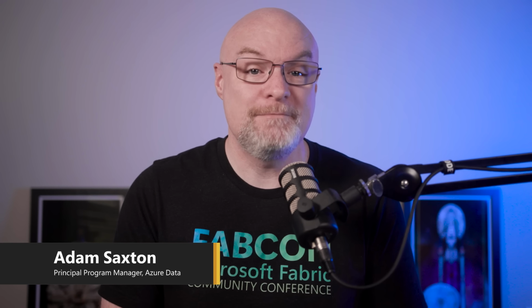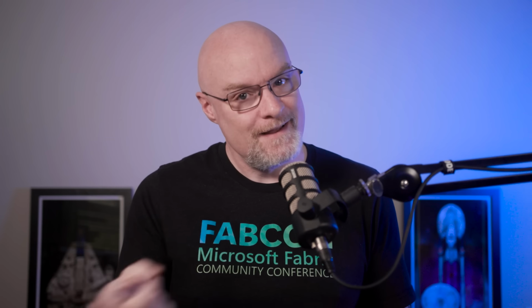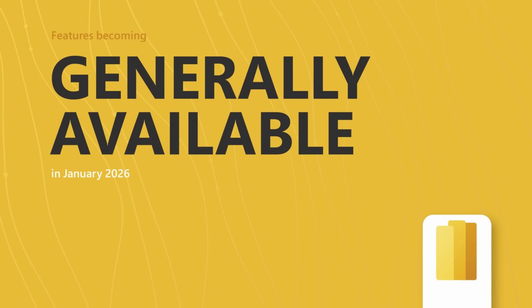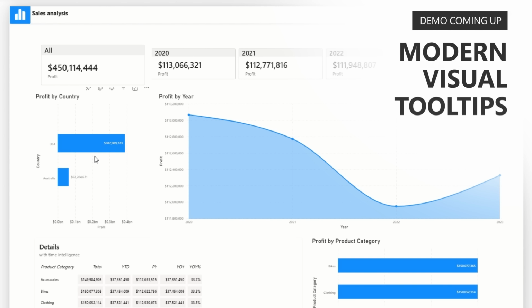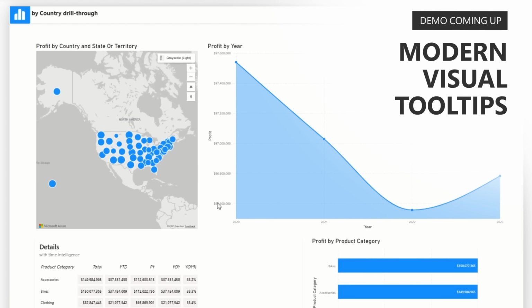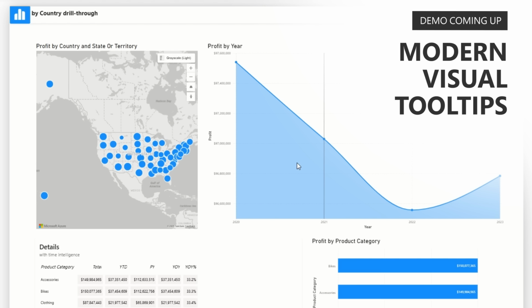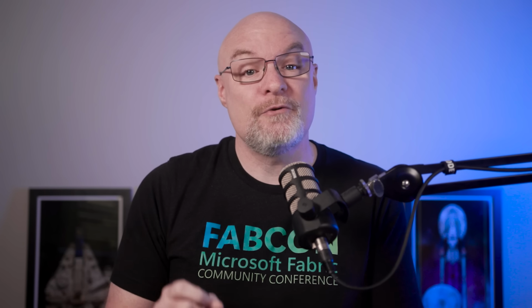I'm Adam Saxton. This is the Microsoft Power BI update for January 2026. Let's begin. For general availability items this month, the modern visual tooltips are officially generally available. These aren't just prettier tooltips, they're more interactive. So drill down, drill up, or drill through directly from the tooltip. Automatically match your report themes and reduce right-click hunting for your users. If your reports are meant to be explored, this is a big upgrade.